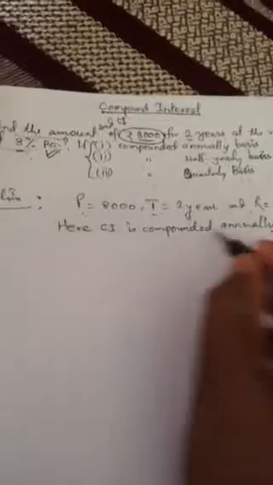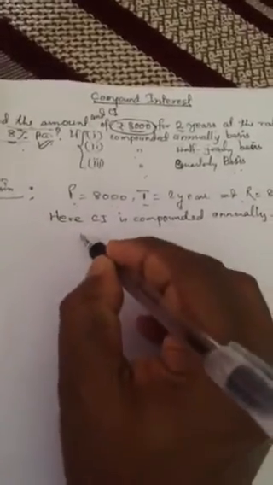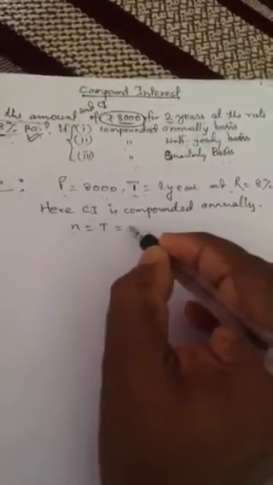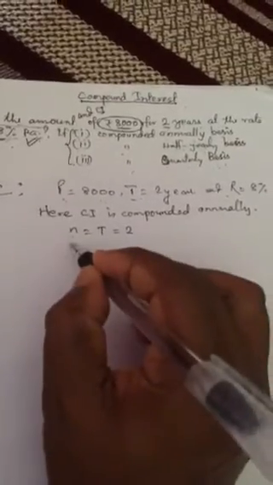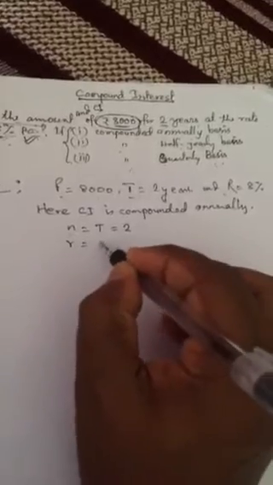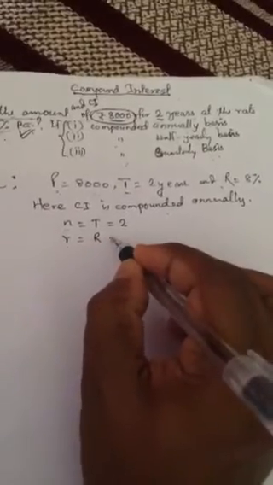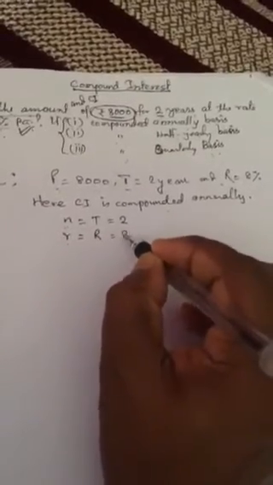So if it is compounded annually, then you always keep that n is equal to t. In the case of compounded annually, the value of n will be equal to the value of t. It means n will be 2. And small r will be equal to the value of capital R.